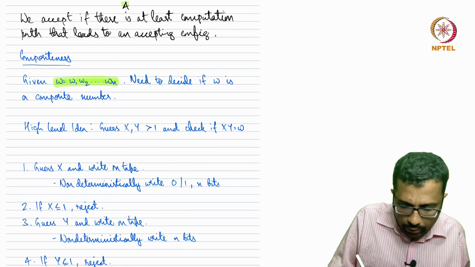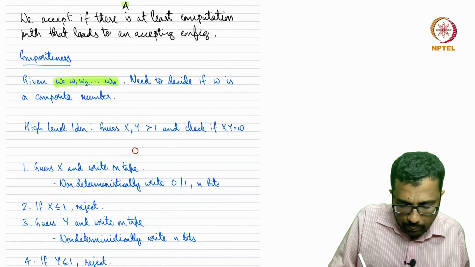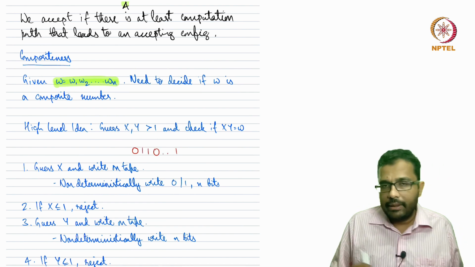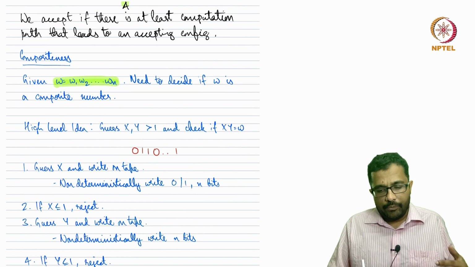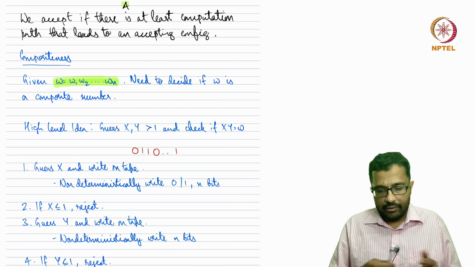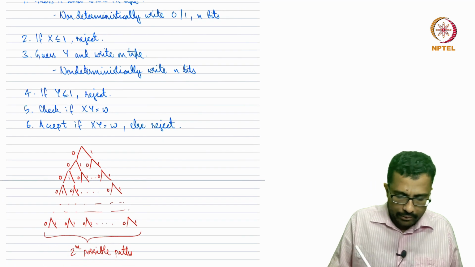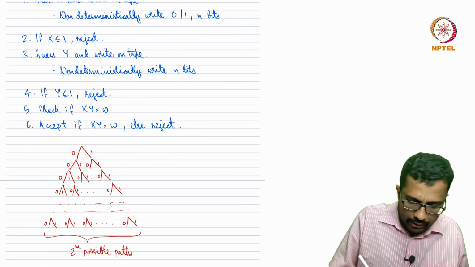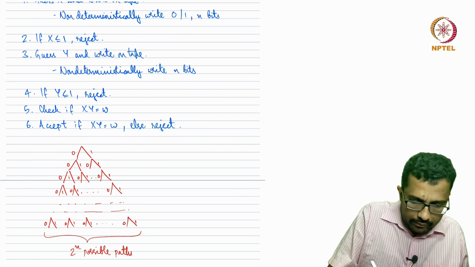You first write 0 or 1. Let's say you write 0, then you write 1, then you write 1, then you write 0, then something like that, you write some n bits. So there are two possibilities. Each bit you could write 0 or you could write 1. So it's like this. You are traversing through this computation path, right?